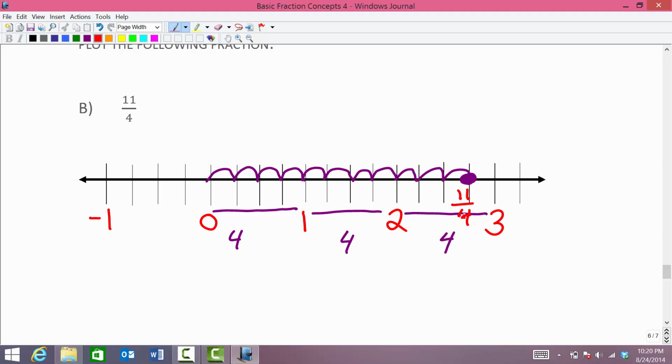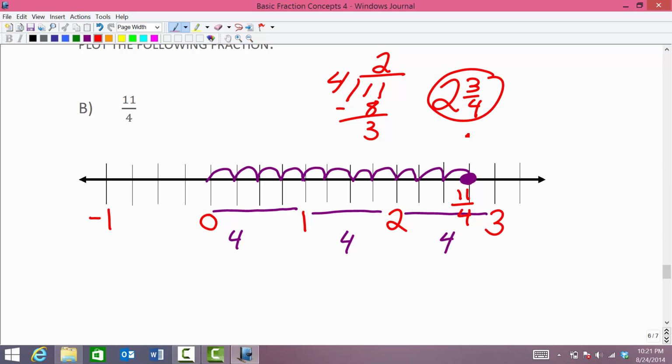What's another way that I could refer to 11 over 4? Well, we could write it as a mixed number. 4 goes into 11 2 times. 2 times 4 is 8, the remainder of 3, so this will be the same thing as 2 3/4. Notice that if I write it as a mixed number, it's really easy to graph because I could just go 1, 2, and then 3 of the 4 equal pieces in between 2 and 3.